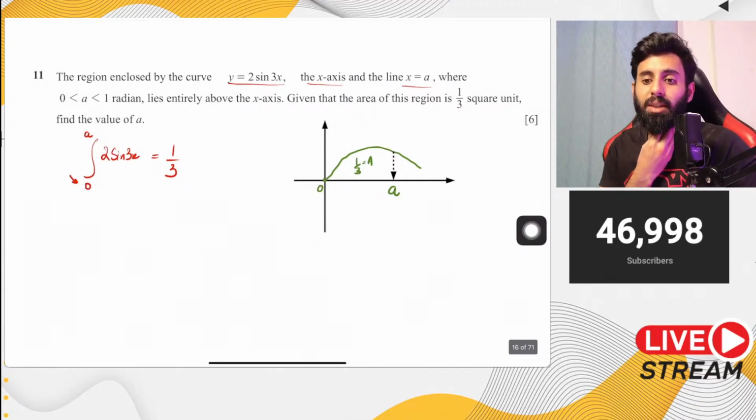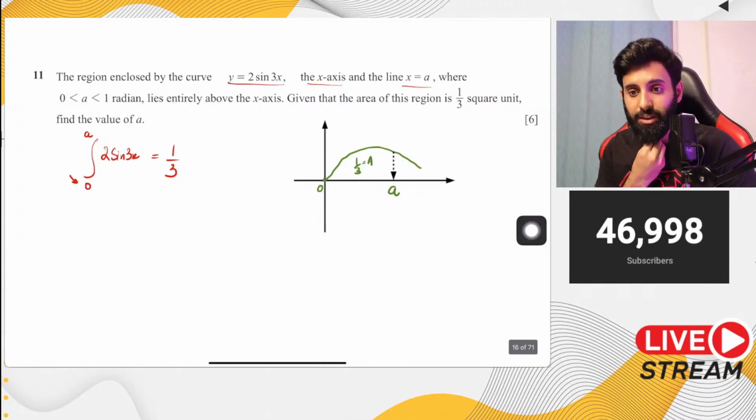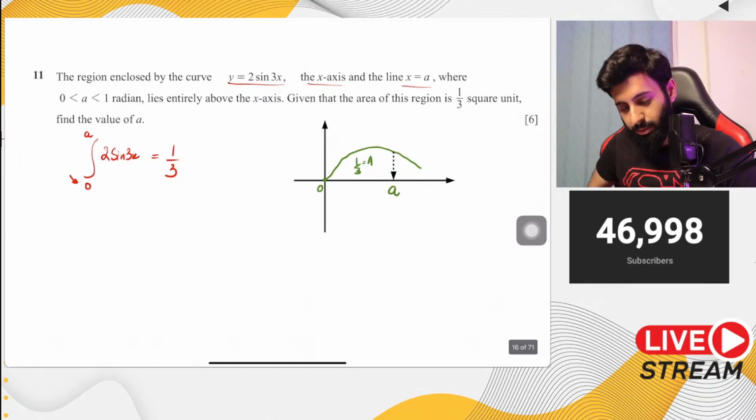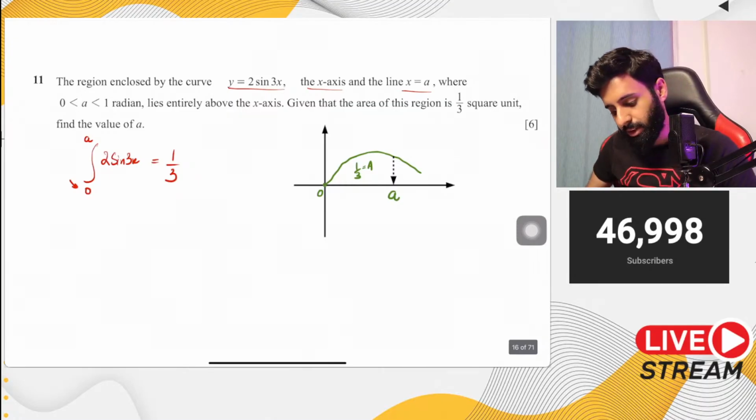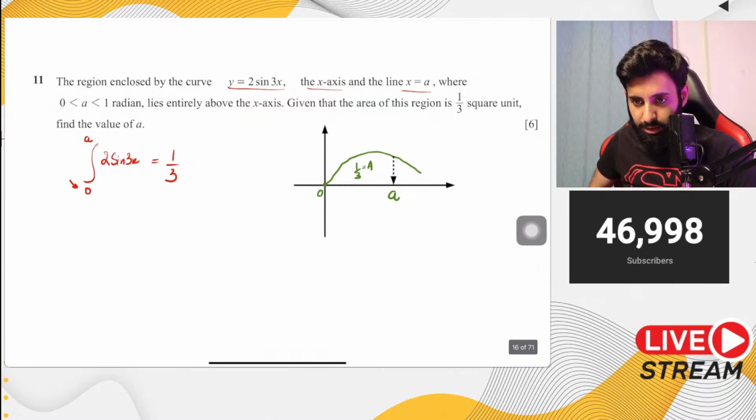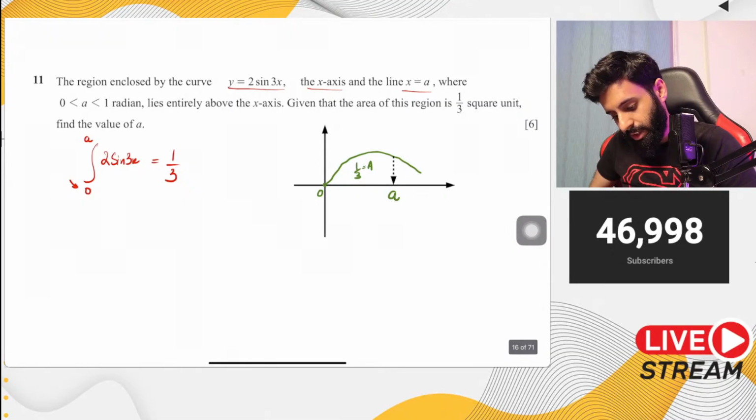If the lower limit was other than 0, the question would have categorically mentioned that it's bounded by two lines. One of them would be x equals a, and the other line would be something else. a is on the x-axis.